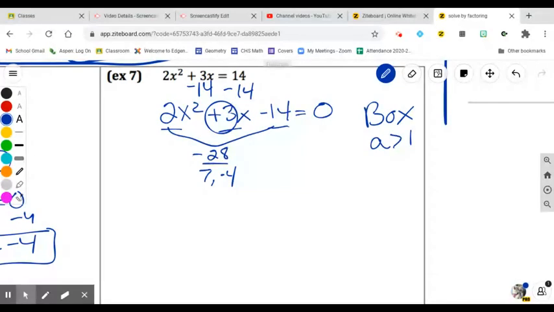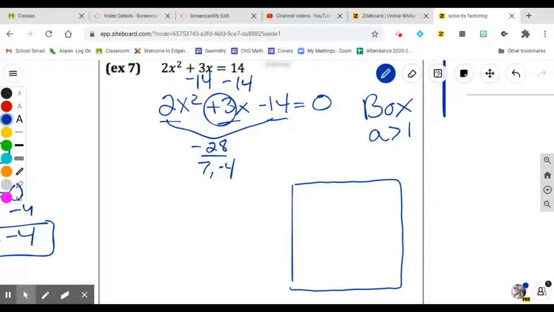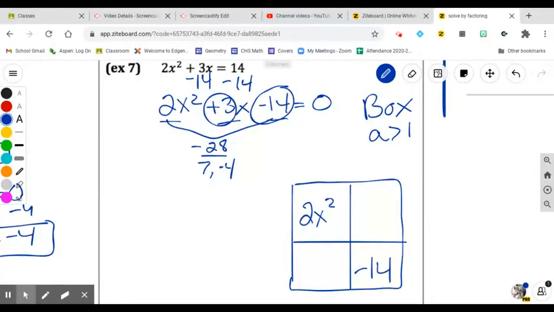And so what we're going to do is set up our box, right? So let me move this down. I'll do it over here. Set up your box. 2 by 2 box, remember. Top left-hand corner of the box is the first term, 2x squared. Bottom right-hand corner of the box is going to be negative 14. And then in the other two spaces, we're going to take 7x and negative 4x.